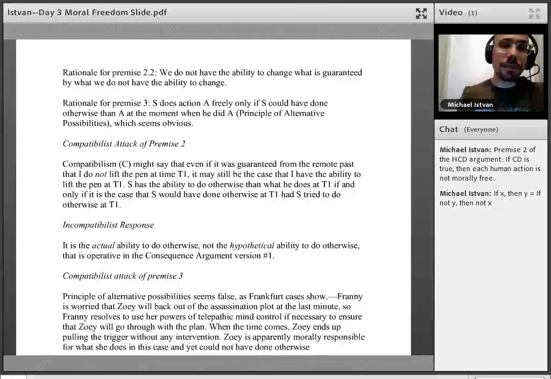Compatibilists might say that sometimes we do have the ability to do something other than what we in fact do. In other words, sometimes we do have the ability to do otherwise, even if all our actions are guaranteed by the remote past that we do not have the ability to change. A compatibilist might say, to repeat, that sometimes, not all the times, but sometimes we might very well have the ability to do something other than what we do, even if all of our actions are fixed by the remote past that is totally not up to us.